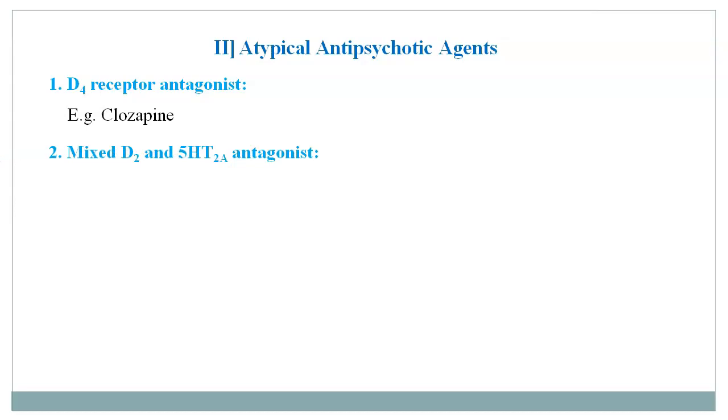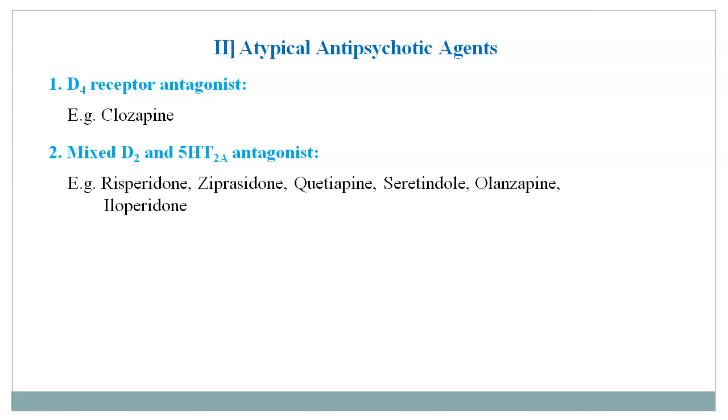Whereas the second class is atypical antipsychotic agents. We further divide these as D4 receptor antagonists, example clozapine, and mixed D2 and 5-HT2A antagonists, examples risperidone, ziprasidone, quetiapine, sertindole, olanzapine, iloperidone. So all these are about the classification of antipsychotic agents.